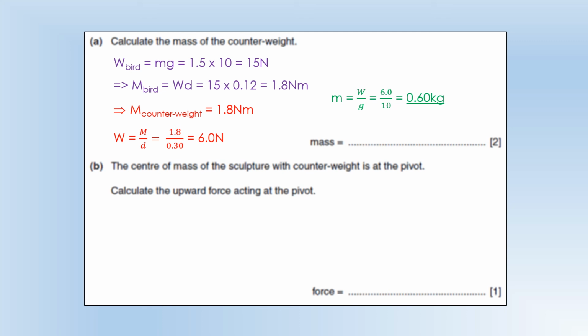The centre of mass of the sculpture with counterweight is at the pivot. Calculate the upward force acting at the pivot. We've got two downward forces, 6 newtons and 15 newtons, giving us a total downward force of 21 newtons, so the total force upwards must be 21 newtons as well.